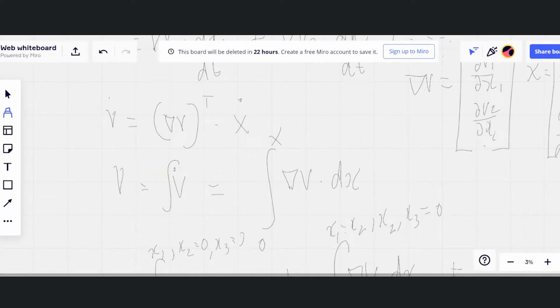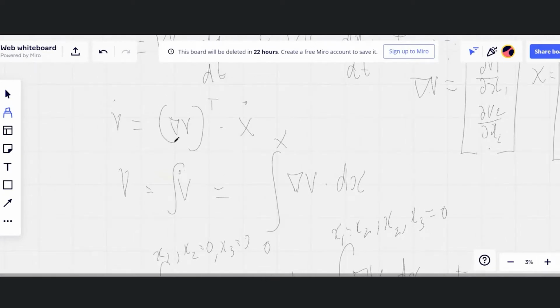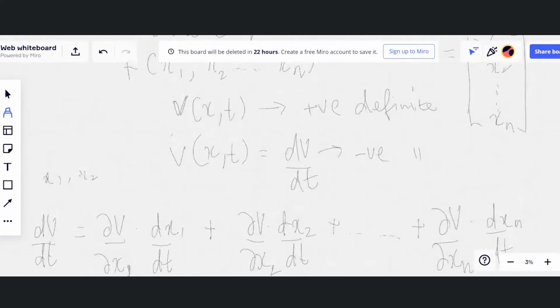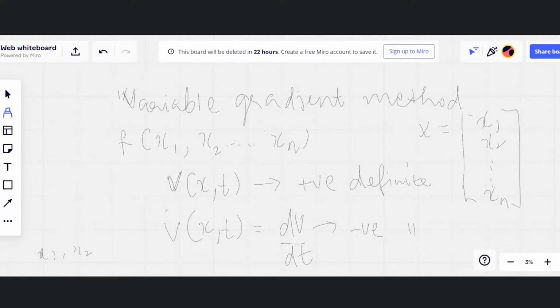So basically, to sum up, the first step is to find the variable gradient matrix, the gradient of v, the matrix composed of all the partial derivatives of v with respect to x1, x2, etc. If we get that, we can find the derivative of v, and we can find v. Now if we have the derivative of v as well as v, then if v is positive definite and its derivative is negative definite, we can easily conclude that the function satisfies the condition for stability. And that is how we find the stability of a function using the variable gradient method.